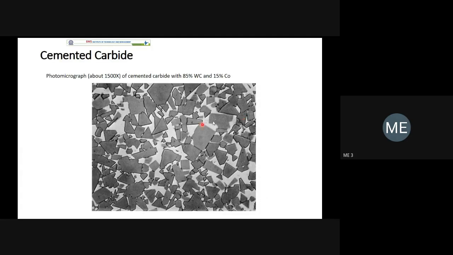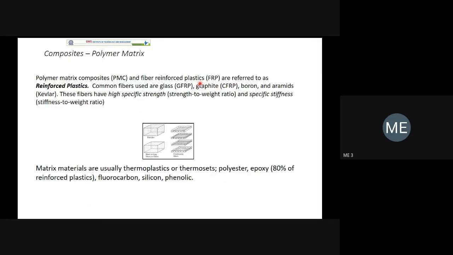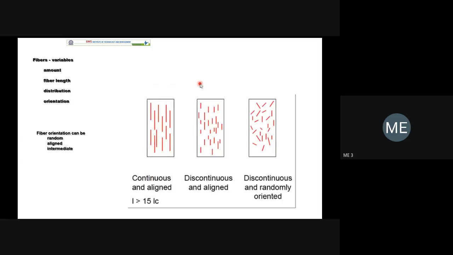This is cemented carbide, around 85% tungsten and 15% cobalt. The cobalt is matrix material. Now the reinforcement material: the 85% is the tungsten carbide. WC is nothing but tungsten carbide. This we'll discuss later. So we can see fiber may be oriented.